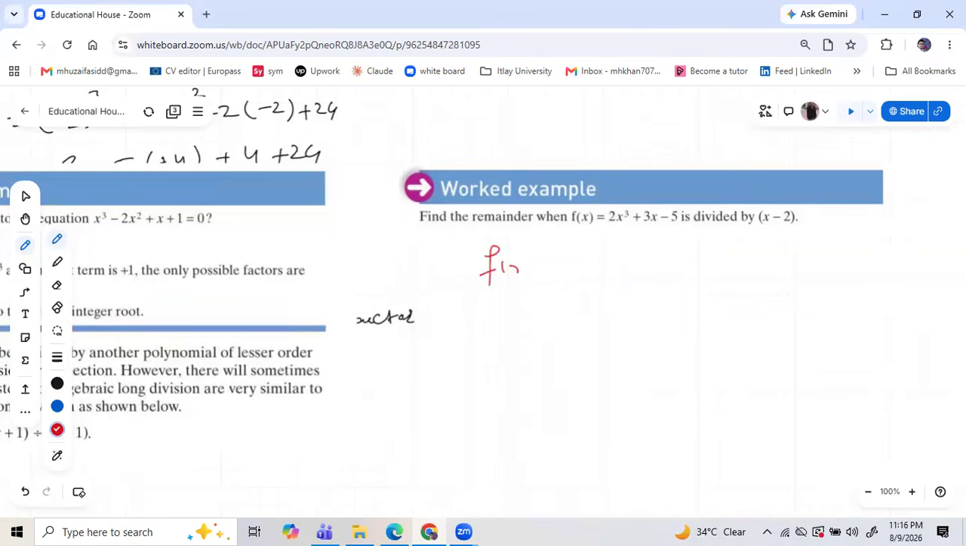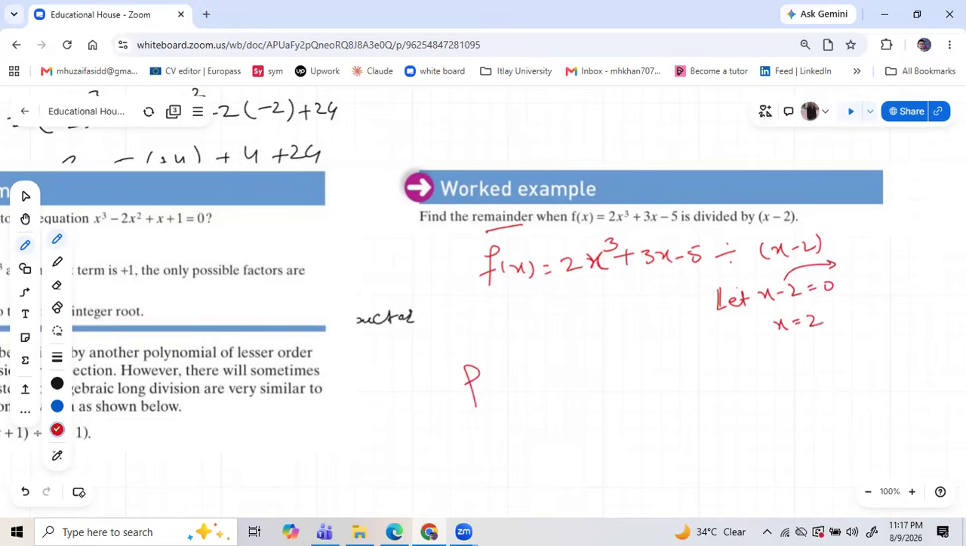Now we are working on finding the remainder for the same situation, and our f of x. This exercise is also related to our exercise 3.2. So f of x is equal to 2x cube plus 3x minus 5, divisible by x minus 2. So if we have to find the remainder, let's check: let x minus 2 is equal to 0. So this gives us x is equal to 2.